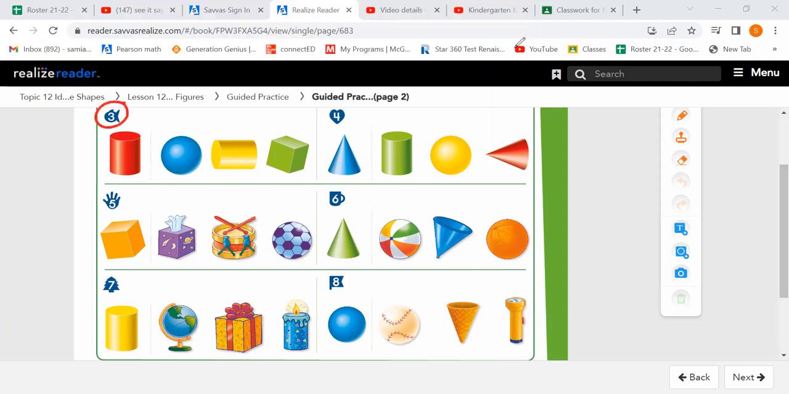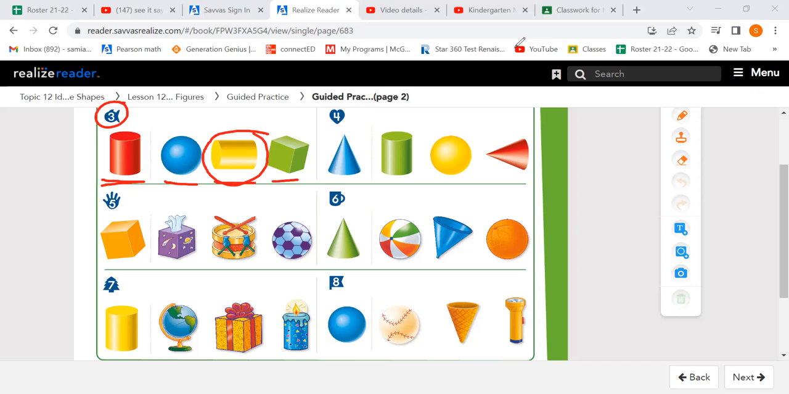Let's look at problem number three. You're going to name the solid figure that is on the left and then draw a circle around the solid figure on the right that is the same shape. So what do we call this solid figure? A cylinder. All right, let's look for another cylinder. What do we call this solid figure? A sphere. That is not a cylinder. We're not going to circle it. How about this one? Is that a cylinder? Yes, it is. So we are going to draw a circle around the cylinder. All right, let's look at this last solid figure. What do we call that?